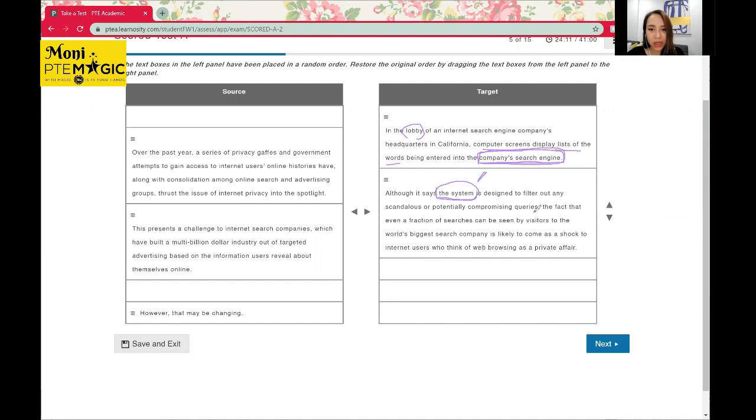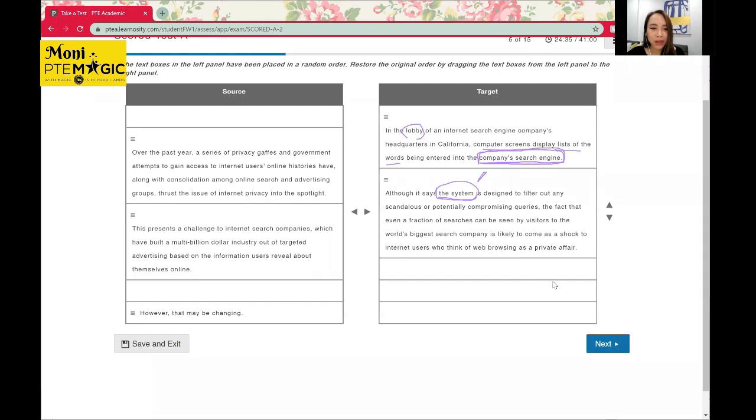It's designed to filter out any scandalous or potentially compromising queries. The fact that even a fraction of searches can be seen by visitors to the world's biggest search company is likely to come as a shock to internet users who think of web browsing as a private affair. So everyone thinks that it's private, but whatever they search on the internet is actually shown in the lobby.